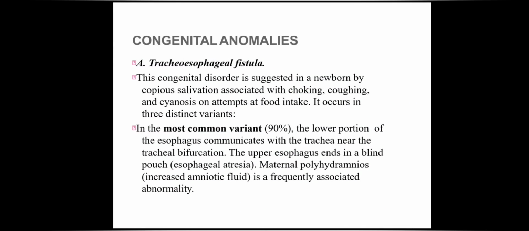Coming to the congenital anomalies of the esophagus, tracheoesophageal fistula is a congenital disorder which is suggested in a newborn baby by copious salivation associated with choking, coughing, and cyanosis on attempts of food intake. It occurs in three distinct variants. The most common one is where the lower portion of the esophagus communicates with the trachea near the tracheal bifurcation.